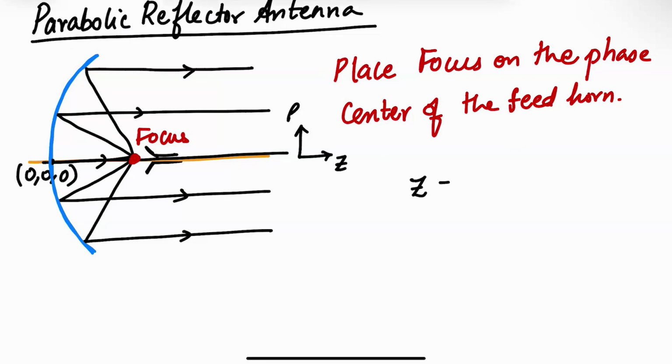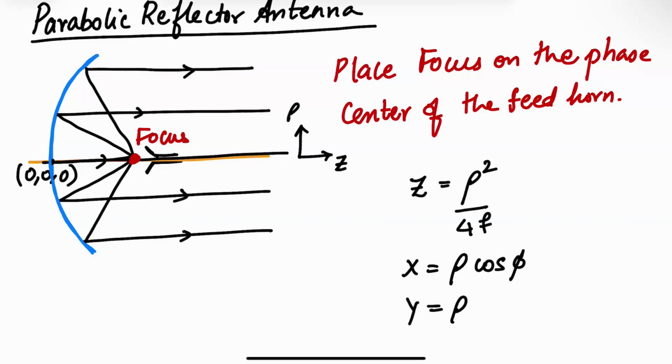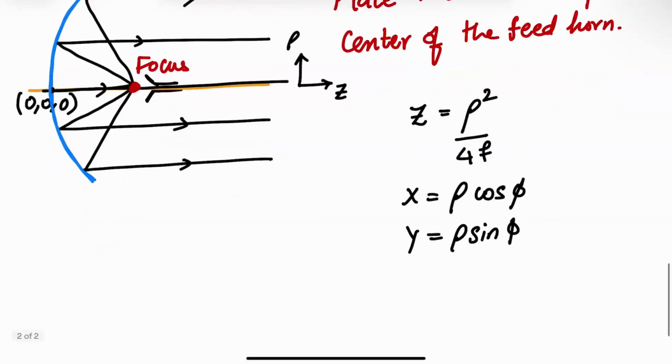And you can easily show that from the definition of a parabola, it's rho squared over 4f, okay? Where f is the length of the focus, or the focal length. So this is your f. All right, and of course we have x and y because it's just cylindrical coordinates. x is rho cosine phi, y is rho sine phi. So we need these equations when we want to draw this in HFSS, and that's why I'm writing them down here.